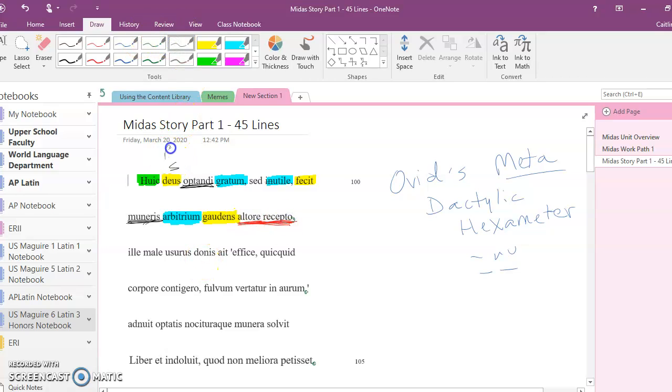We know who the god is, right? That's Bacchus. We know who this guy is. That's Midas. Those are our two most important characters in this story. That guy, subject. Male usurus, okay, that's nominative, so it's describing my subject. About to badly use, and use is a funny, it's a puffy verb, and so it takes an ablative. About to badly use, direct object, the gifts.